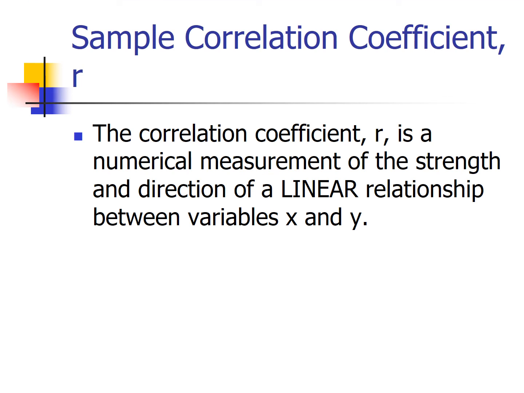This measurement is called the sample correlation coefficient, abbreviated with just the small letter r. That makes sense, I guess, because there are two r's in the word correlation. Now, this correlation coefficient r is a numerical measurement of the strength and direction, but it only applies to linear relationships. We'll talk a little bit more about this towards the end of the PowerPoint.